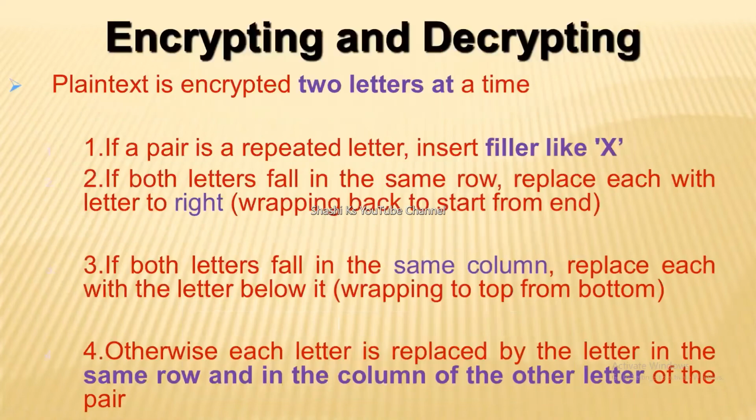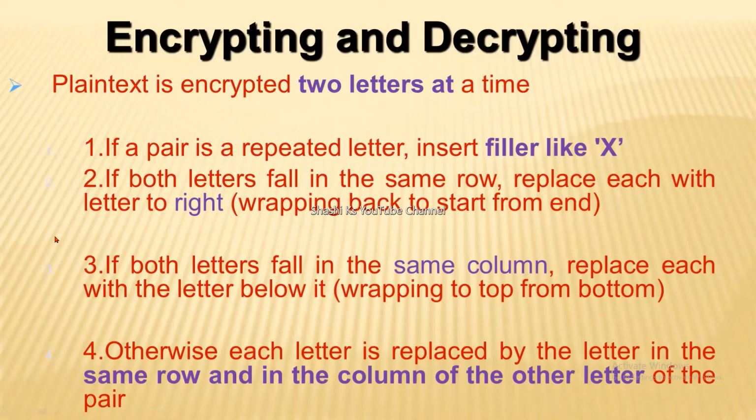As I told you, encryption in the Playfair cipher happens two letters at a time. Two letters are treated as one unit. So if you have repeated letters in a word, you insert filler letters like X. Say for example, if you have balloon, BALL, then in between the two L's, one X will be inserted as a filler letter.